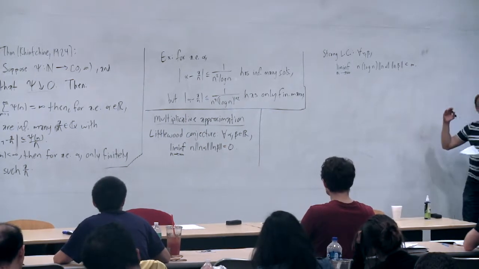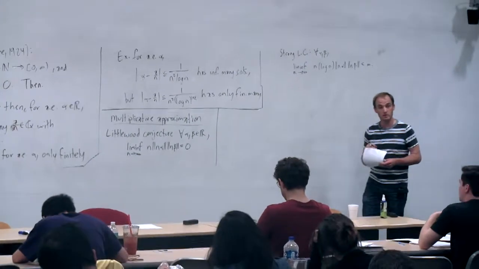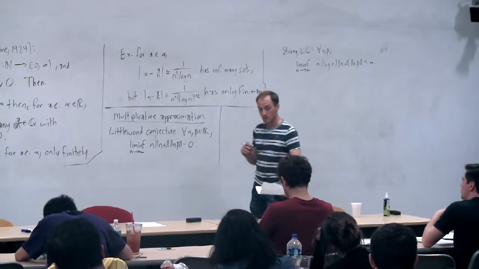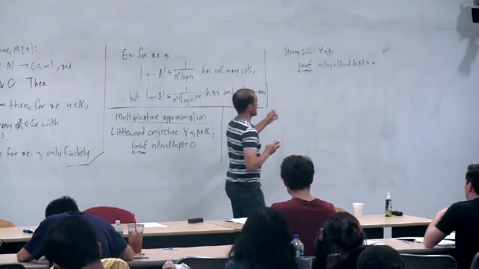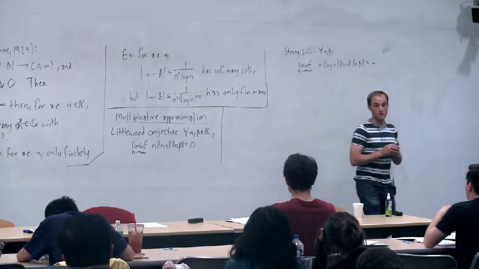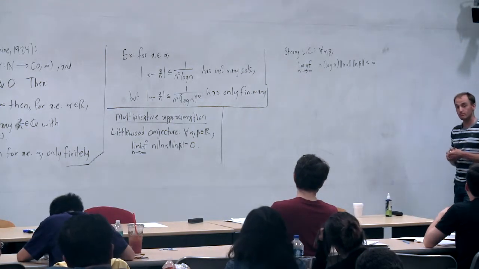So of course the strong Littlewood conjecture implies the Littlewood conjecture. But nobody even knows whether or not there are any counterexamples to this stronger form of the conjecture. Okay.